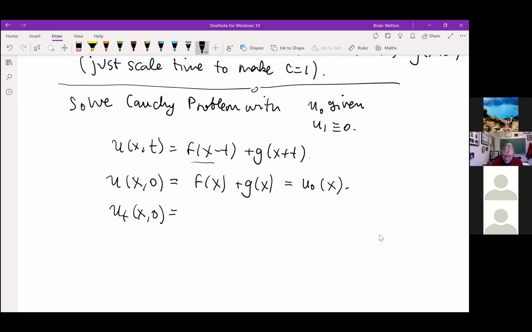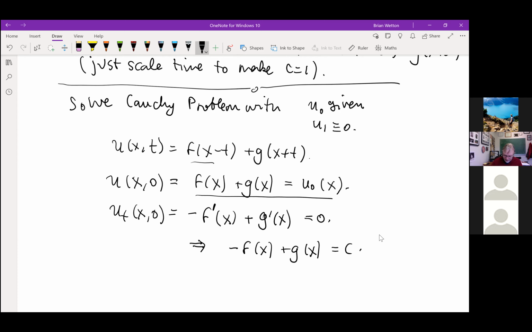I can take the time derivative and evaluate it at 0. Well, if I take this time derivative, I get a minus f, right? And then when I evaluate it at 0, oh, minus f prime, sorry. And then I get a plus g prime of x. This is equal to 0, right? And I can integrate this and say minus f of x plus g of x is some constant, right? It's an arbitrary constant of integration.